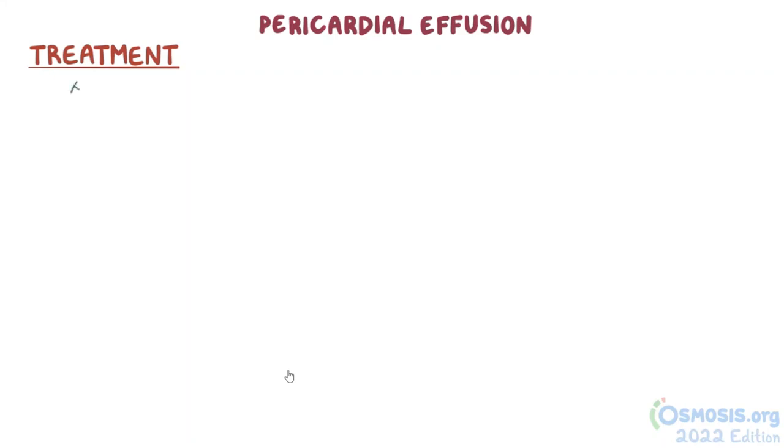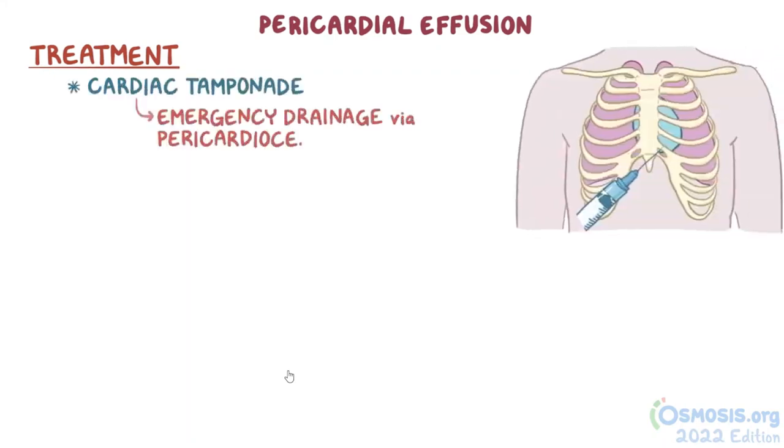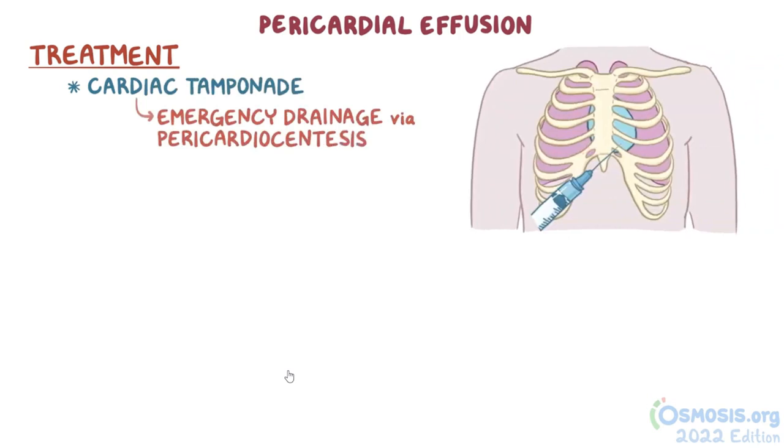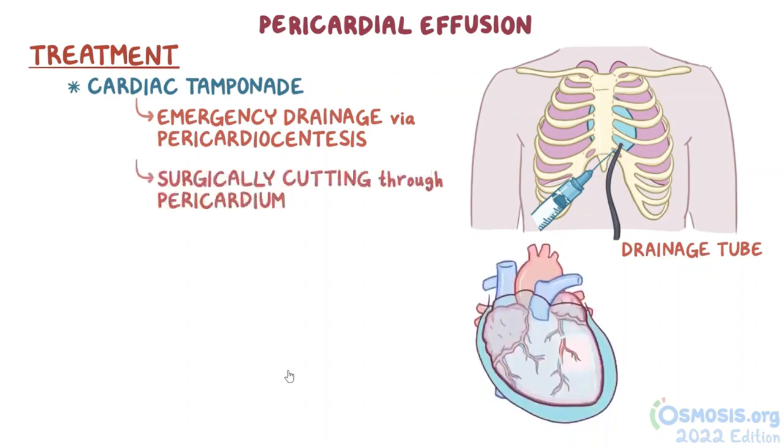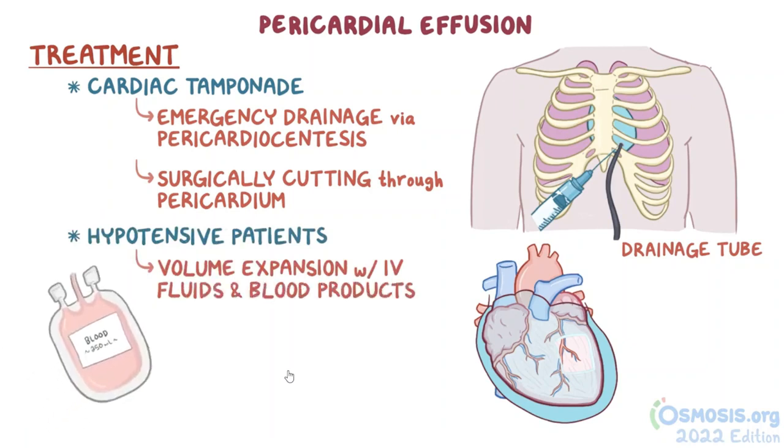Any individuals that develop cardiac tamponade require emergency pericardial drainage by pericardiocentesis. That's where a needle is inserted laterally through the fifth intercostal space, into the pericardial space, and fluid is aspirated with ultrasound guidance. A drainage tube is often left in place if reaccumulation of fluid is likely. In some cases, drainage might require surgically cutting through the pericardium to create a pericardial window, so the fluid can leak out. In hypotensive patients, volume expansion with intravenous fluids and blood products may also be needed.